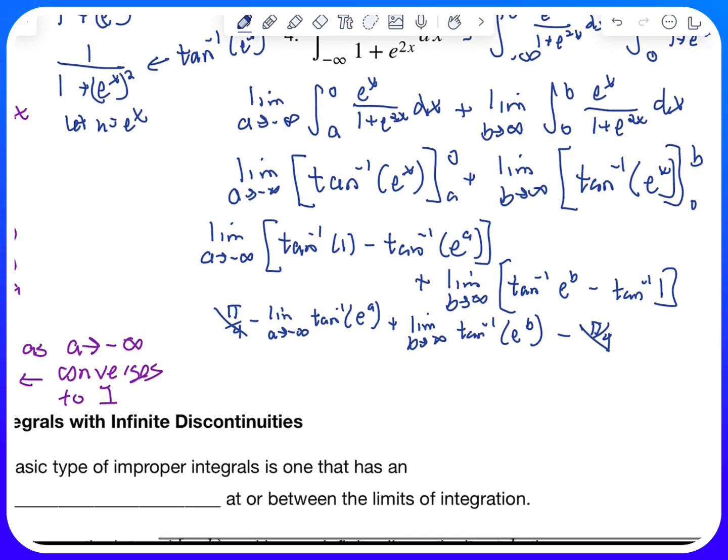Now let's see what happens to our arctangent. As a goes to negative infinity, e to the a goes to 0, so that's going to give us 0. And as b goes to infinity, that's going to give us pi over 2. So 0 plus pi over 2 is pi over 2. So this one converges to pi over 2.